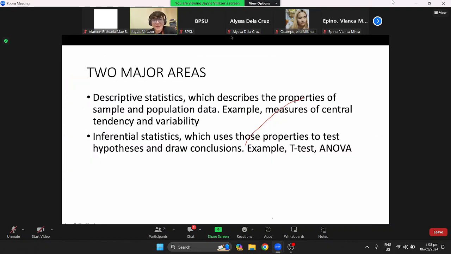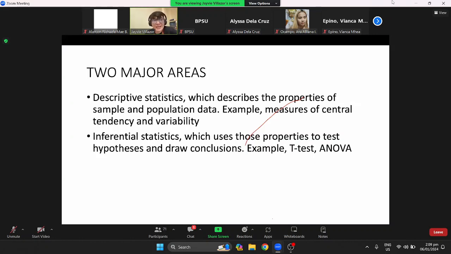Next is, ayan, we have two major classifications of statistics. So again, we mentioned this a while ago. I'll just have a short recap. So again, statistics. Okay, what are the examples of statistics? Ito, we have measures of central tendency. I know you're familiar with that. We have mean, median, and mode, and we have measures of variability. What are they? We have range, variance, standard deviation, semi-quartile, okay, and so on and so forth.